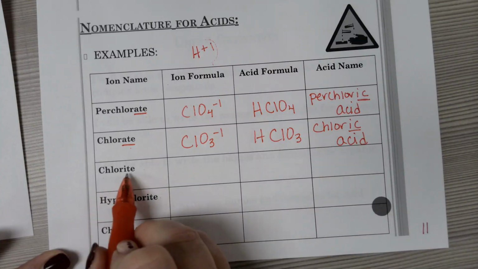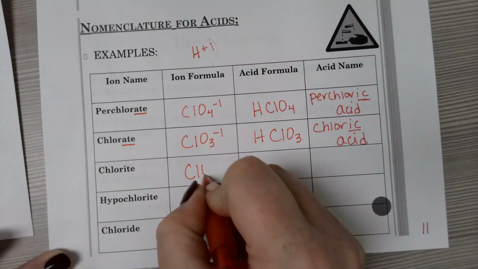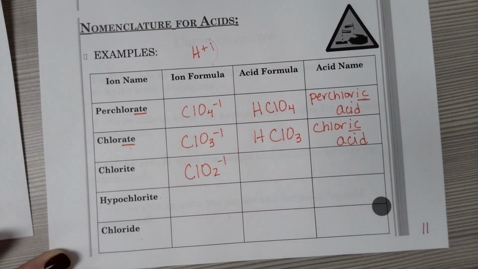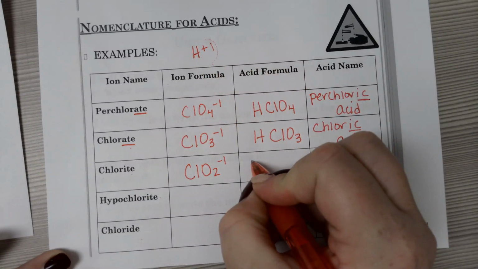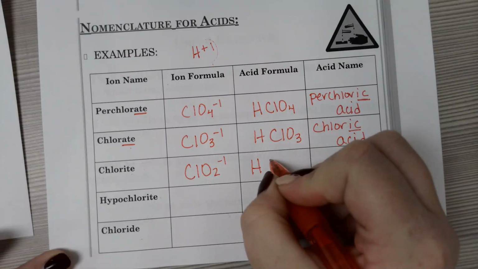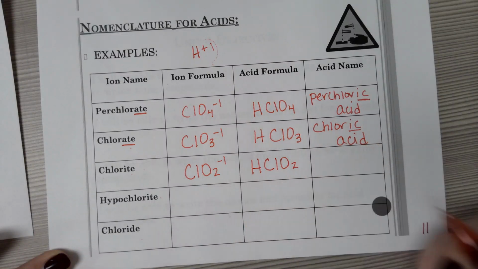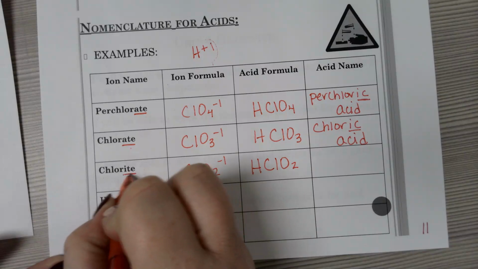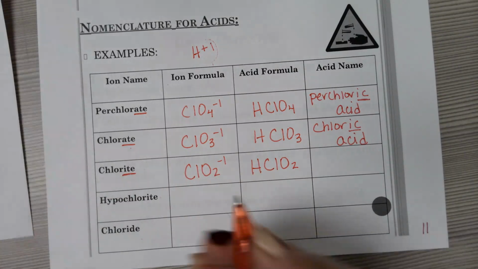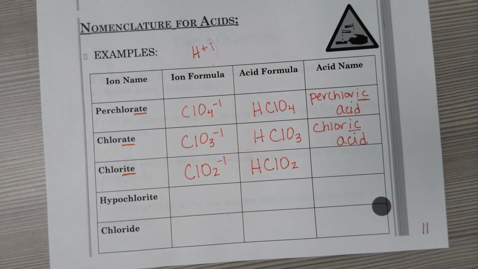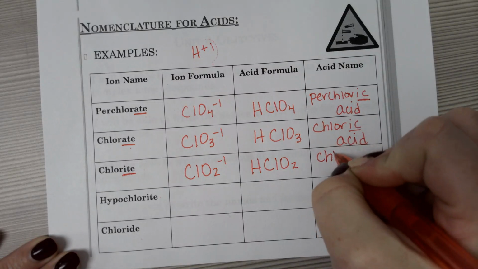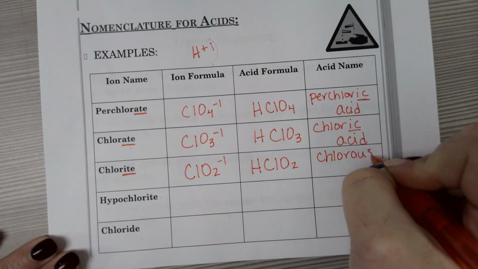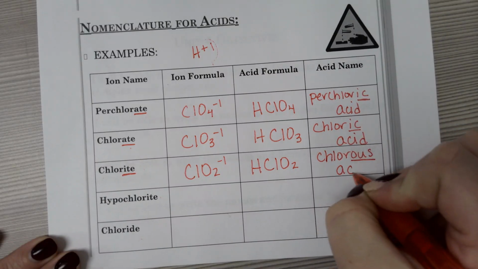Next we have chlorite, ClO2 minus 1. Again, acid formula, start out with that hydrogen. We have +1 and -1, so just one of each. Now this one ends in ITE. So because it ends in ITE, we are going to change that to OUS. So chlorous acid.